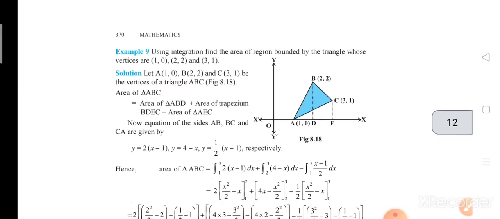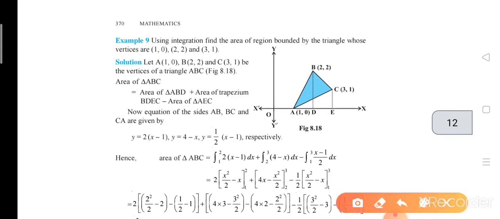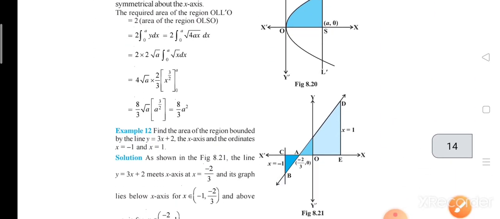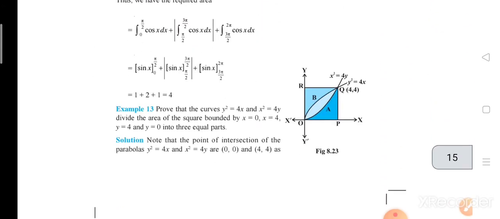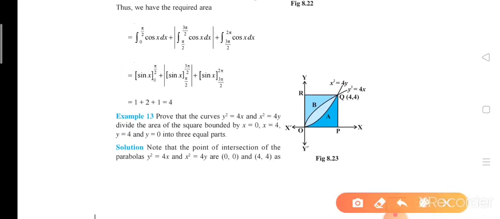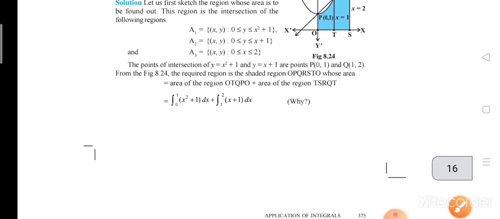But you should try this example 9. This is not the area under two curves. This is the area bounded by lines. You have to do this. Now from miscellaneous examples, you have to do all examples which do not include two curves. So you don't have to do example 13, but you will try the other ones.